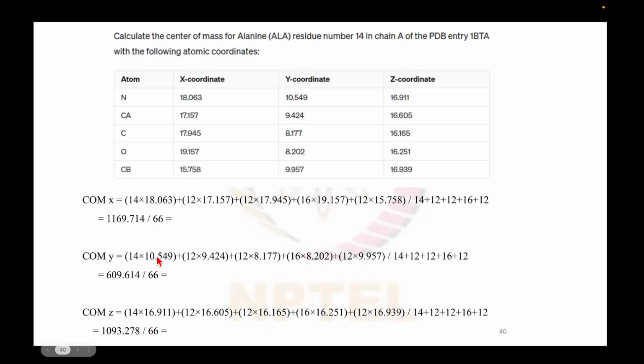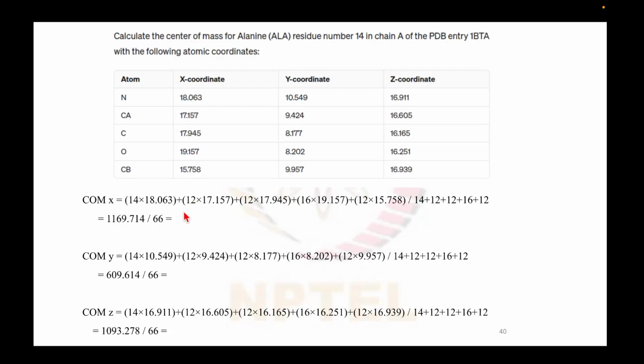So here I generate the formula. The atomic weight of N is 14, so 14 into the x coordinate 18.6, plus 12 into, which is the atomic weight of C. C alpha is again a carbon atom, 12 into 17.15. Again we have C, 12 into the x coordinate of the C atom, and the atomic mass of oxygen into the x coordinate of the oxygen atom, and again the C beta atomic weight into its x coordinate, divided by the sum of all the atomic masses: nitrogen, carbon, C alpha, carbon, C, oxygen, and C beta.